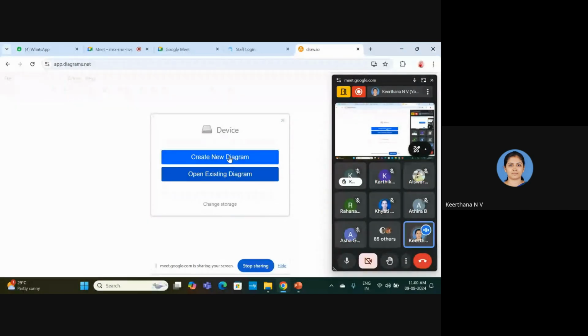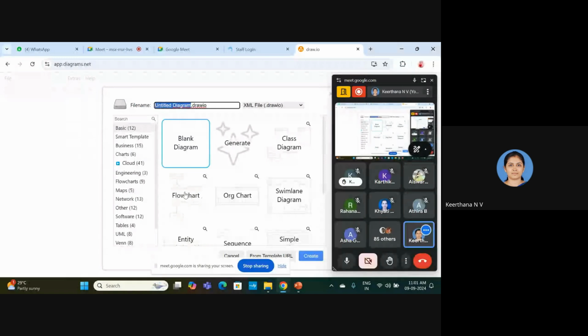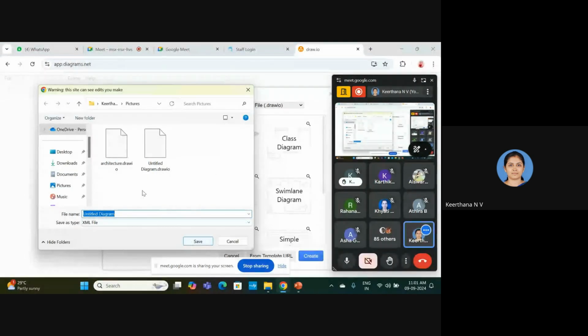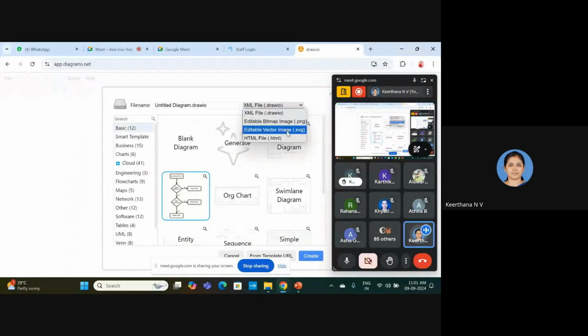You have to click create new diagram, select flowchart and create. You will be saving this as an XML file. If you want, you can save it as an HTML or PNG file, and you can select that here. You can also export the flowchart as a JPEG image. If it is an XML file, it can be re-edited. So select this.